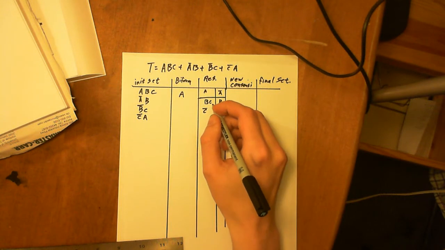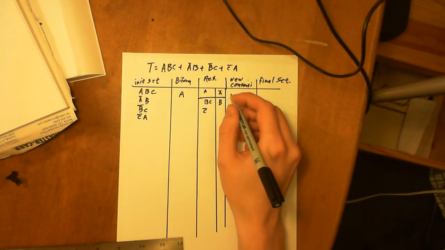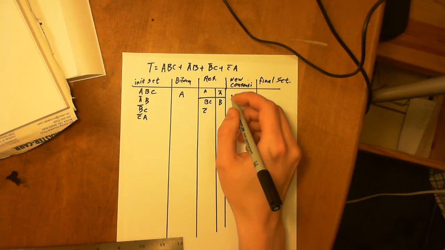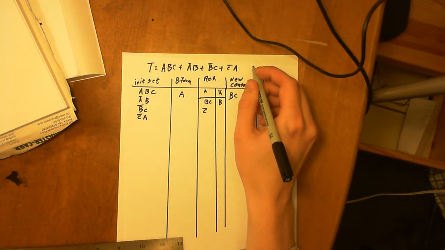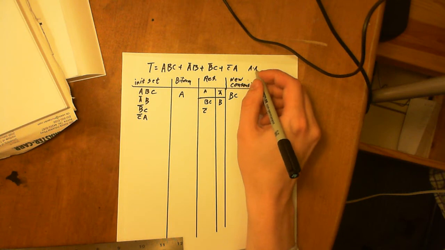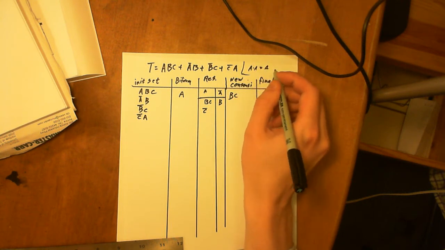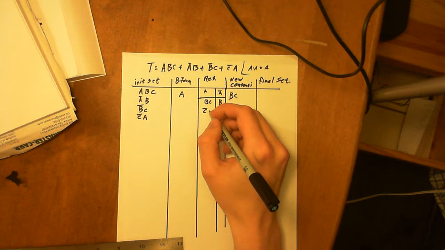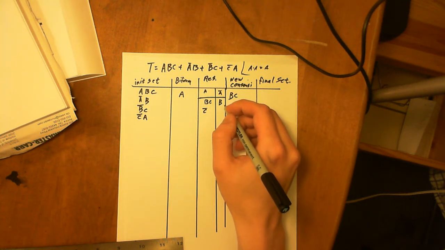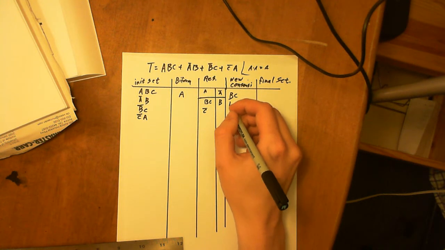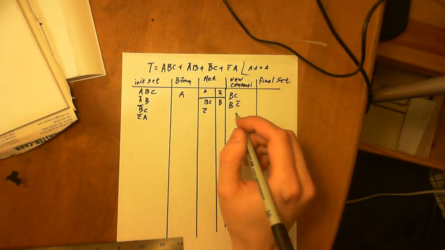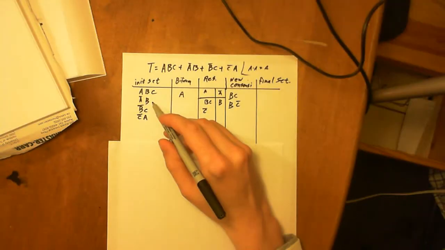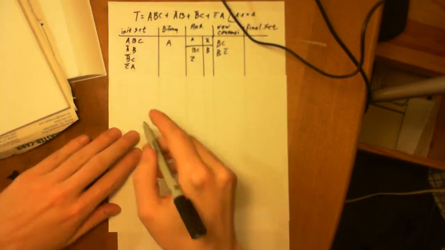But BC times B is just going to be BC, right? You recall that's from the property A times A equals A. And then C bar times B is just going to be B C bar, right? And now the final set here is going to be the union of this new consensi column and this initial set column. So we can write it out.